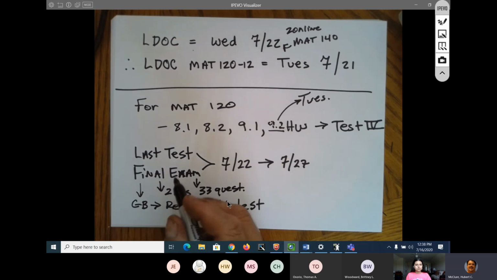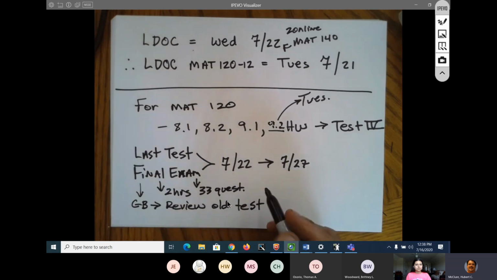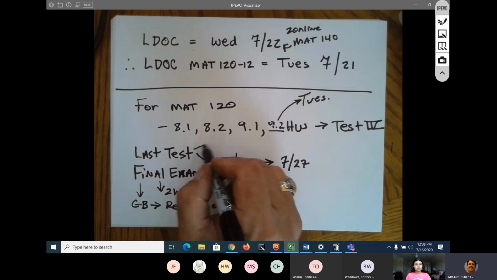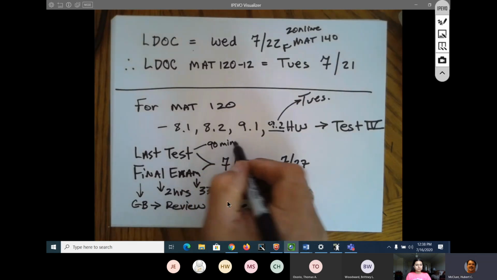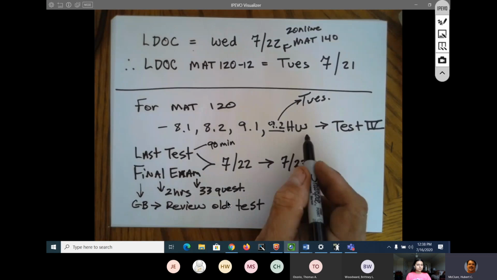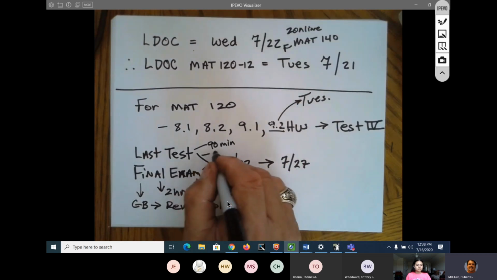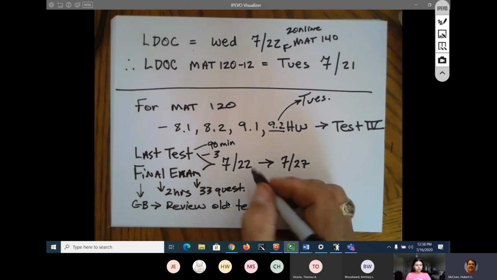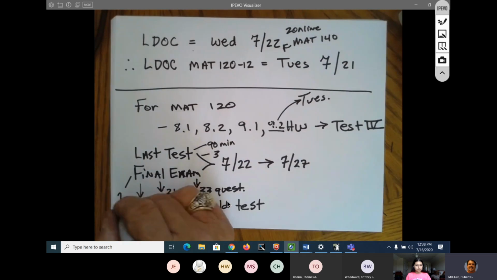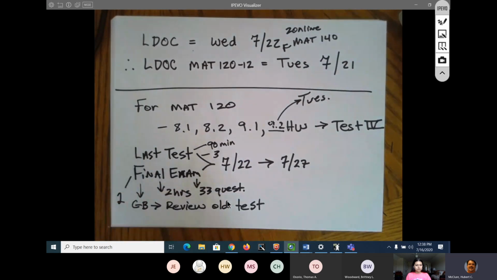The last test will be like your normal test. It'll cover whatever we cover up until the last day. And it'll be 90 minutes. And it will cover whatever we cover. And you'll have 3 attempts. It takes the higher of the 3. Here, the exam, you have 2 attempts. It takes the higher of the 2.